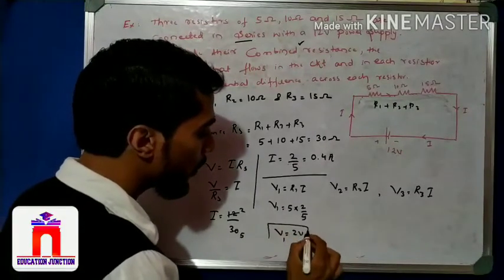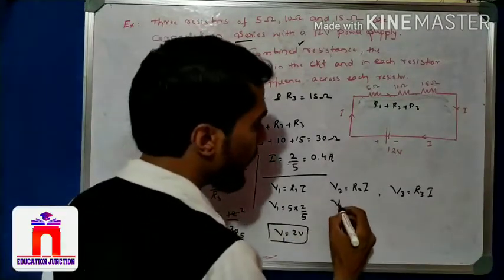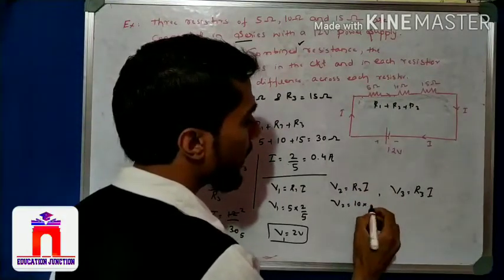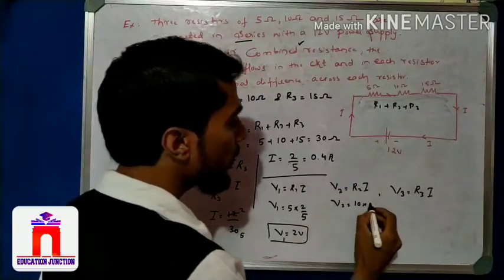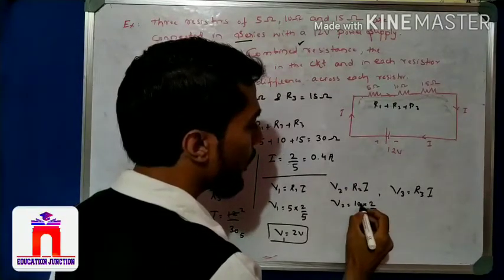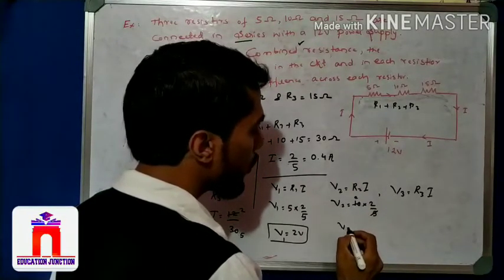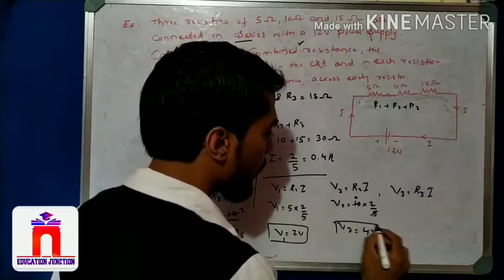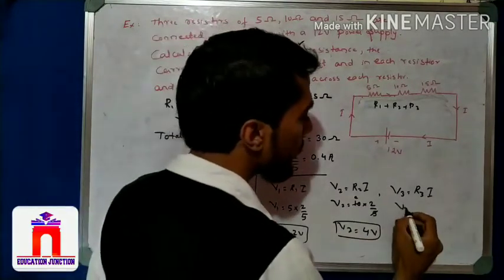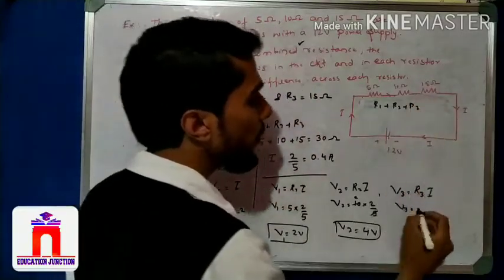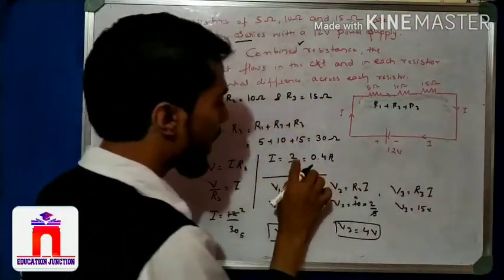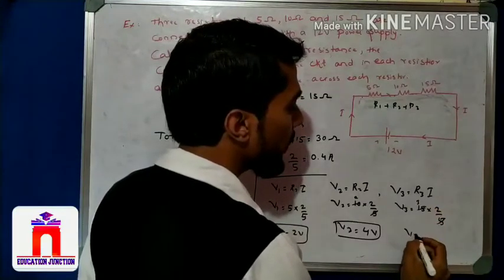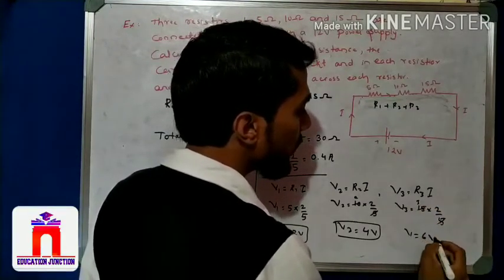V1 is 2 volt. Now again here R2 is how much? It is 10. So I can write I as 2 by 5. 5 2s are 10, so we get 2 4s, that is 4 volt. Now here V3, R3 is 15. So I can take I as 2 by 5. 5 3s are 15, so we get 3 2s, that is 6 volt. It is V3.